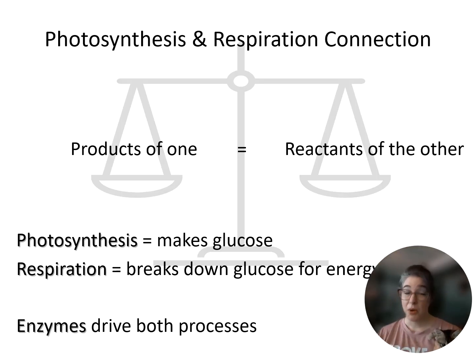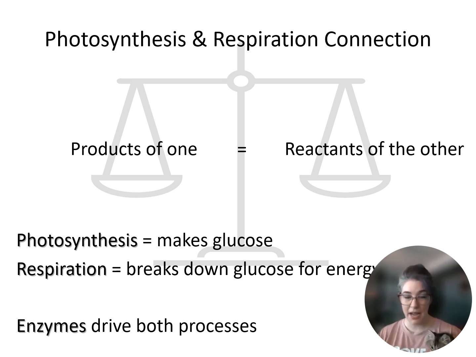So the products of one are going to be the reactants of the other. That's why photosynthesis and cellular respiration look so similar. What's on one side tends to be what you see on the other side. Photosynthesis makes sugars, glucose. Cellular respiration breaks down glucose for energy. So we break down sugar to make our ATP, and that happens in our mitochondria, whereas making the sugars in our plants for photosynthesis happens in the chloroplasts.